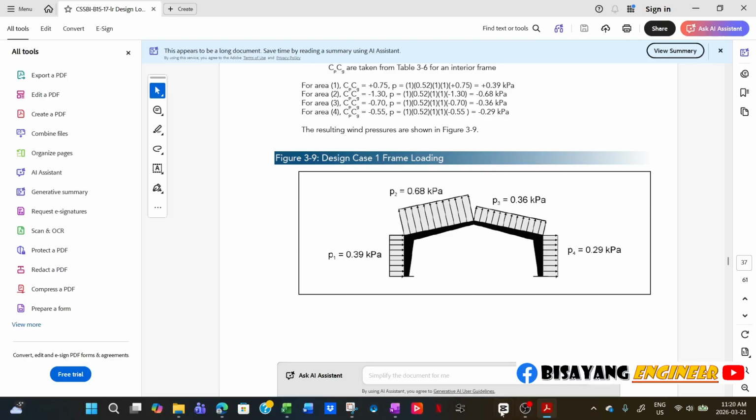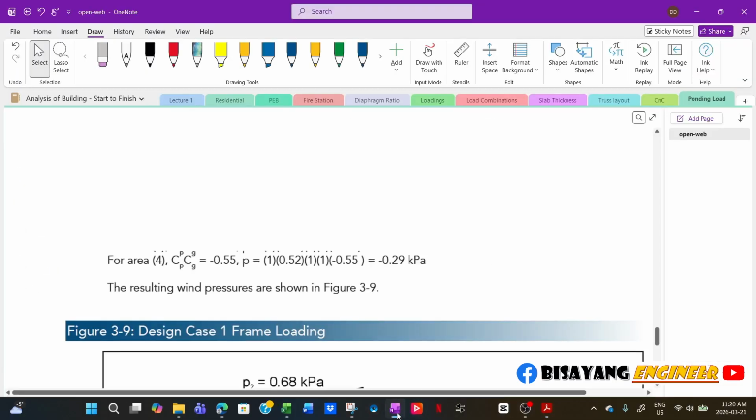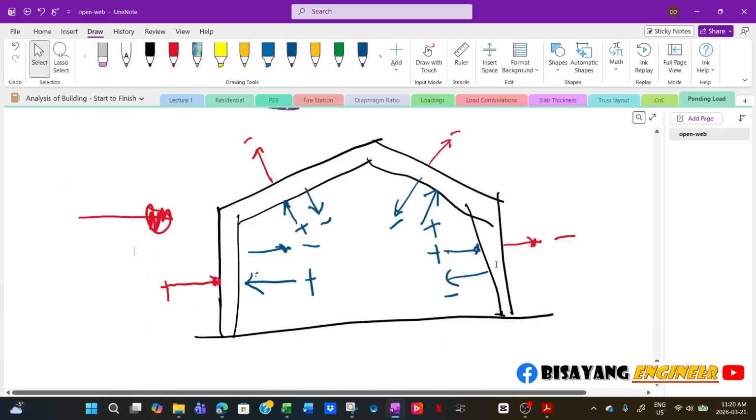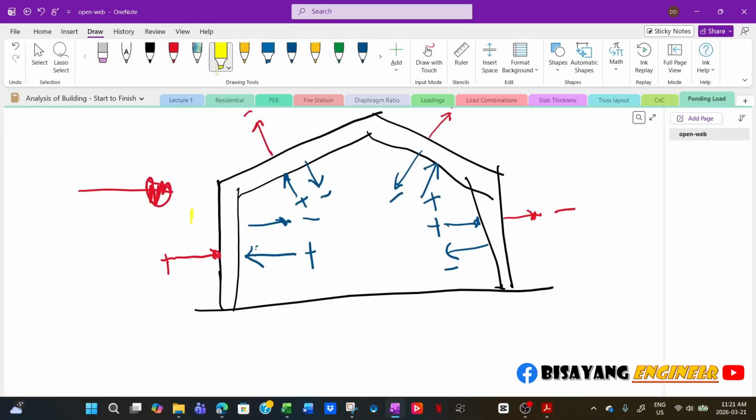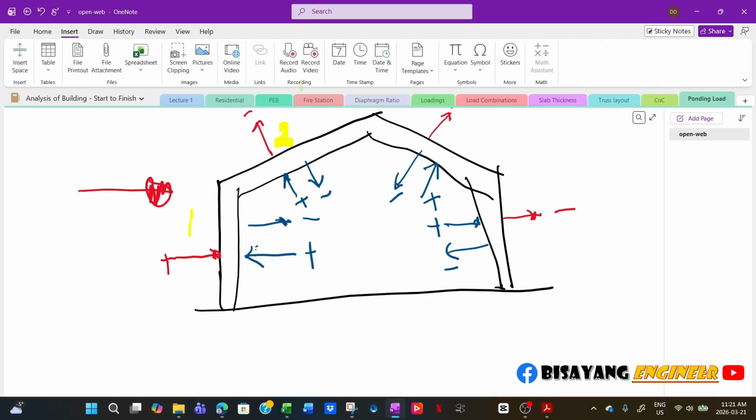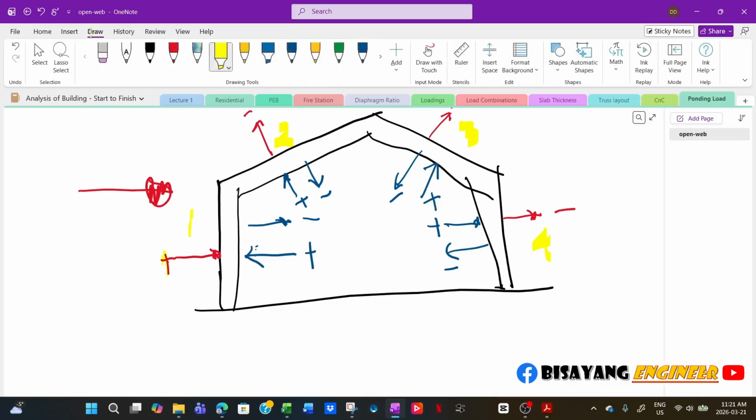So that means only one is positive based on the slope. So this is area 1, this is area 2, then this is area 3, and this is area 4. Now, if the wind is in this direction, that means this one is positive, going towards the wall.